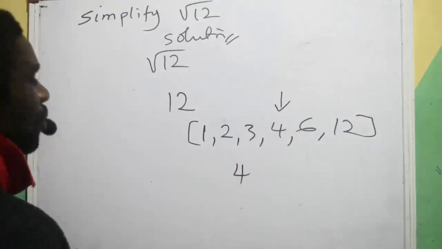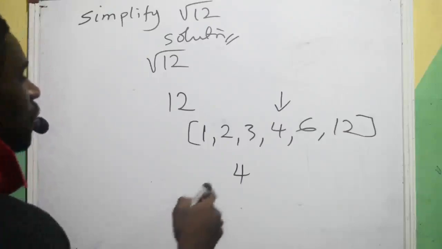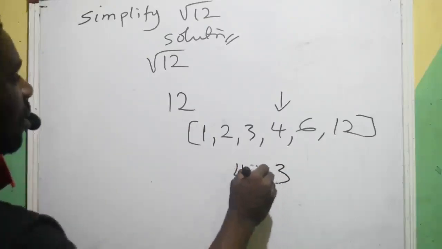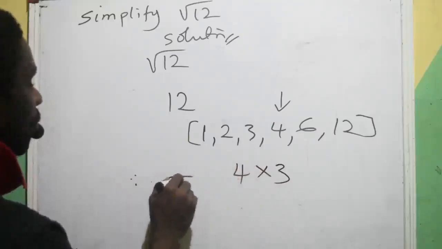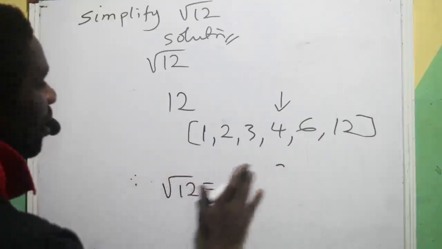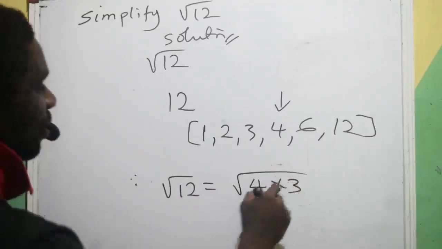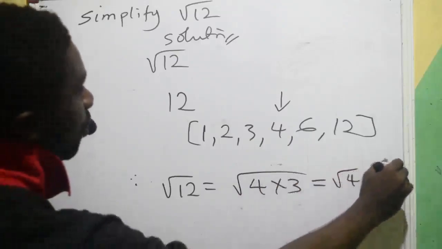The next thing you deal with is you check the number you multiply with 4 to give us 12. That number is 3. So 4 times 3 is 12. So therefore, root of 12 is the same thing as saying square root of 4 multiplied by 3, which is the same thing as saying square root of 4 times square root of 3.